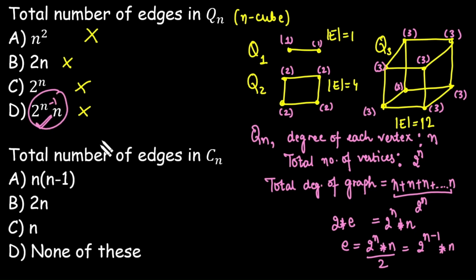The next question we have: total number of edges in a Cn. Cn is a cycle. In a cycle, take an example, let's suppose C5. The total number of edges is 5.